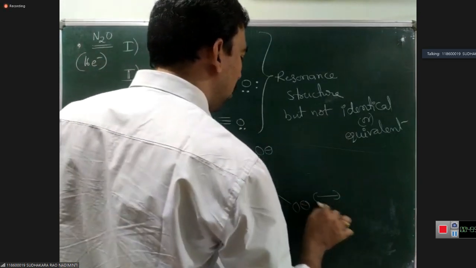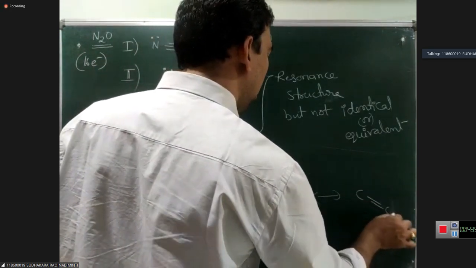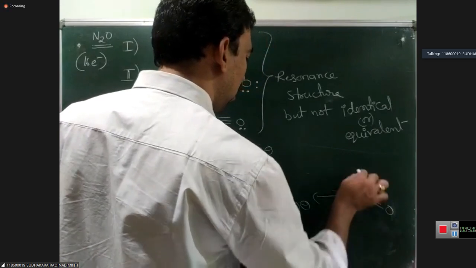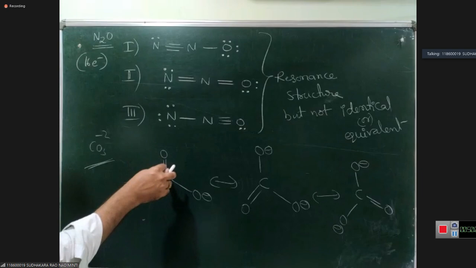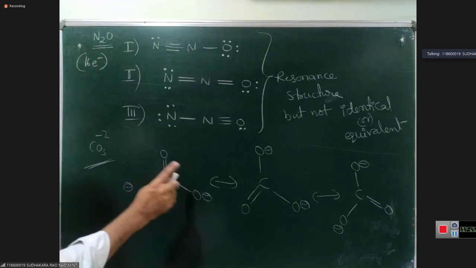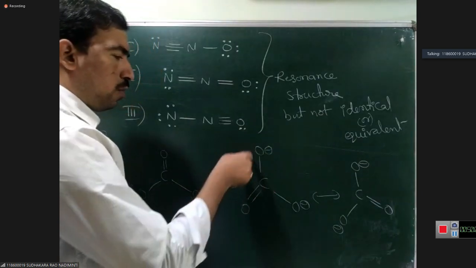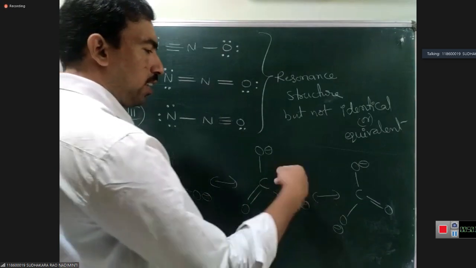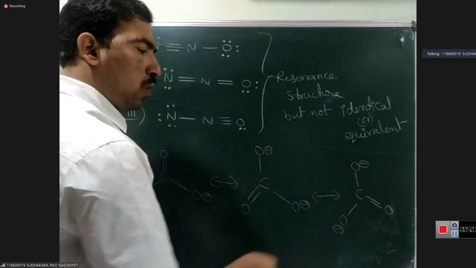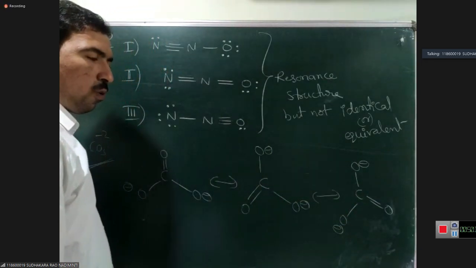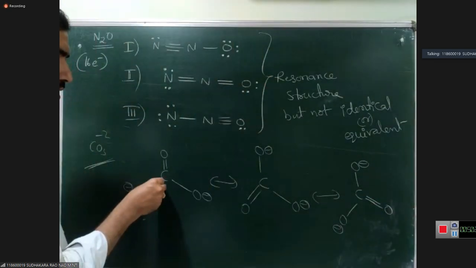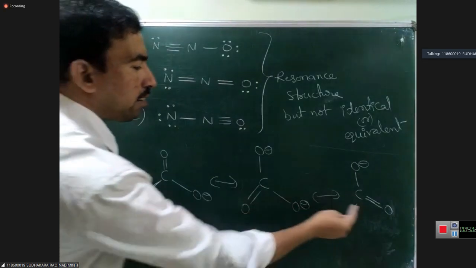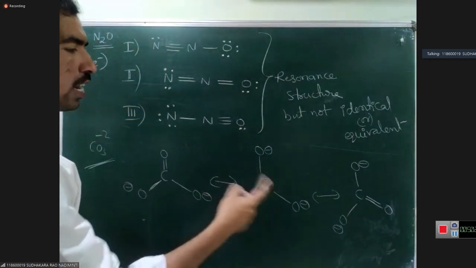I'm not writing the dots. C double bond O, single bond O minus, single bond O minus. So what you can say, this kind of structures are what? Identical resonance structures or equivalent resonance structures.